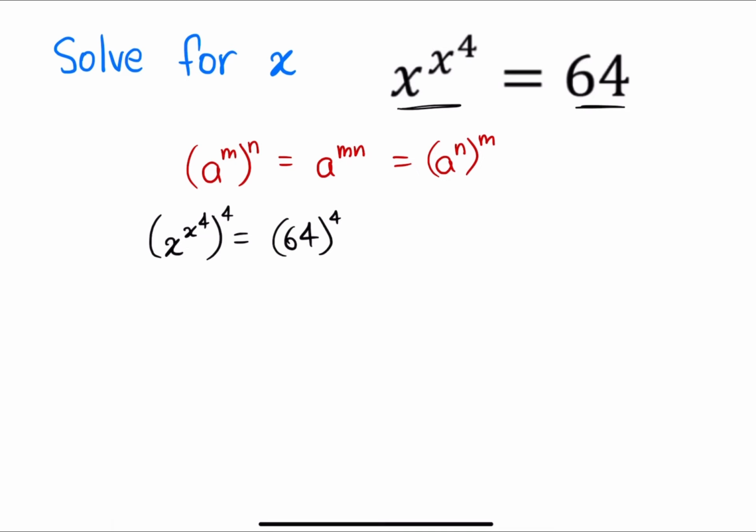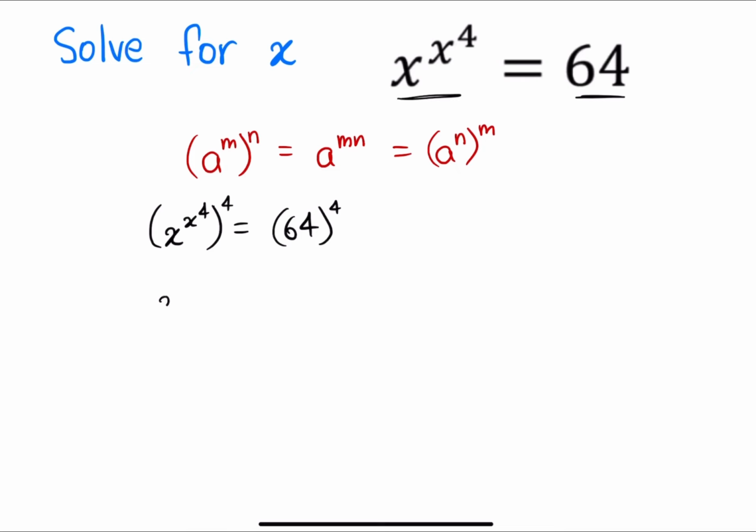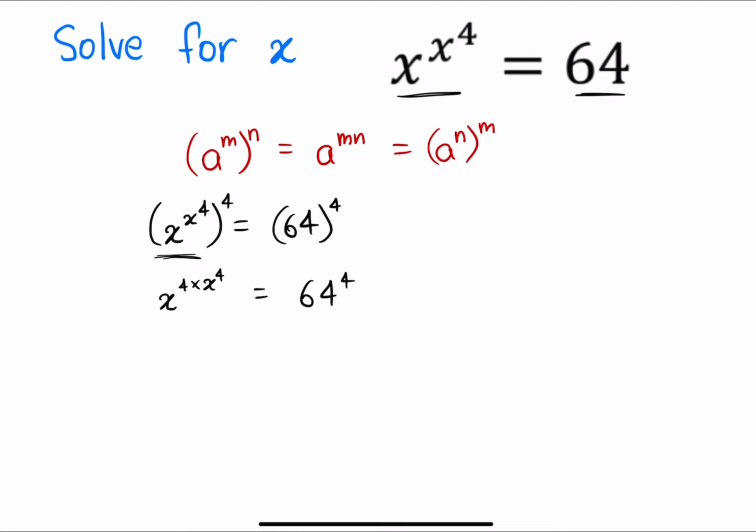We're going to use the rule which I have written out for you. We're going to write the first term as x raised to the power 4 times x raised to the power 4, which gives us 64 raised to the power 4. And this is the same thing as x raised to the power 4 raised to the power x raised to the power 4, which gives us 64 raised to the power 4.